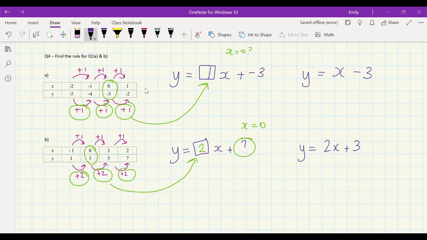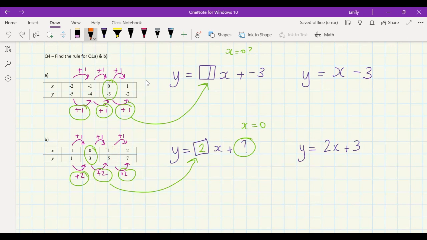Now let's test it. I'll test it with a different color. So let's test the 2 first. So y equals 2 times 2, which gives us 4, plus 3, which is 7. That works. Okay, great. Let's test 1. y equals 2 times 1. 2 times 1 is 2, plus 3 gives us 5.